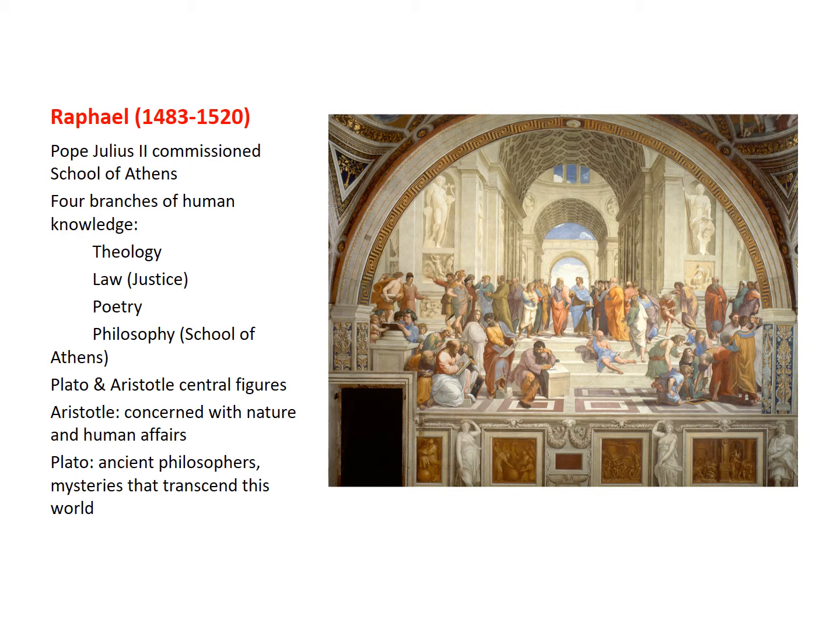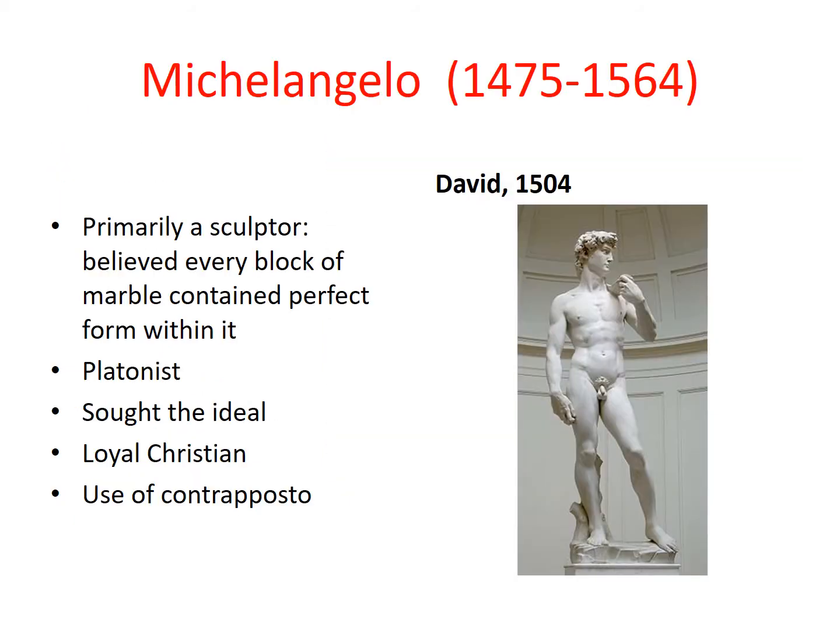Plato and Aristotle are the central figures. Aristotle, who was concerned with nature and human affairs. Plato, the ancient philosophers' idea of mysteries that transcend this world, the world of ideas rather than the temporal world. So the two of them represent the two parts of humanity, of humanism.